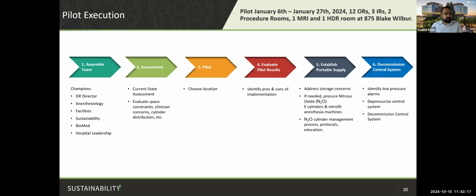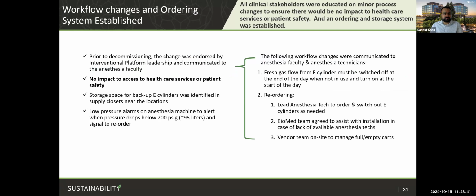And so our pilot execution followed the same process. We had the same OR director, anesthesiology, facility sustainability, biomed champion, and of course, hospital leadership buy-in. And then we went into a stage of assessment, pilot, evaluating the pilot results, establishing the portable supply, and then decommissioning the central system.